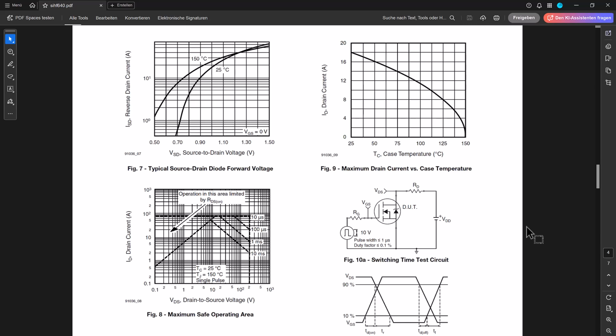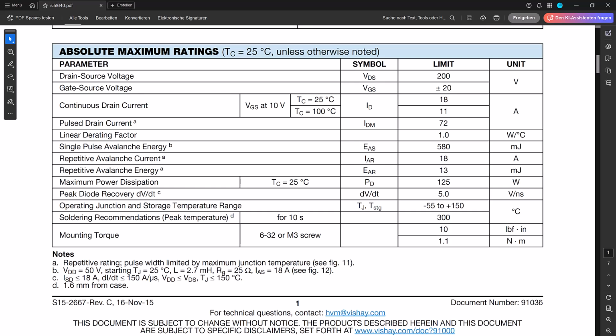Let's go through each. At the bottom of page 1, we find the absolute maximum ratings table. This is literally the red line of the part. Any excursion, even for a microsecond under bad conditions, can cost you the transistor.